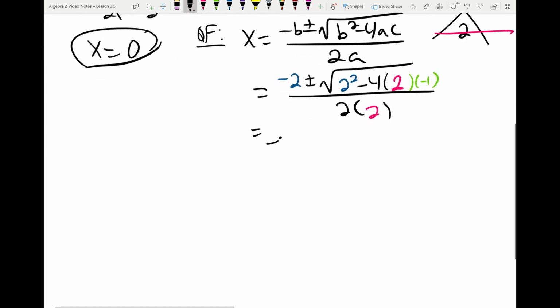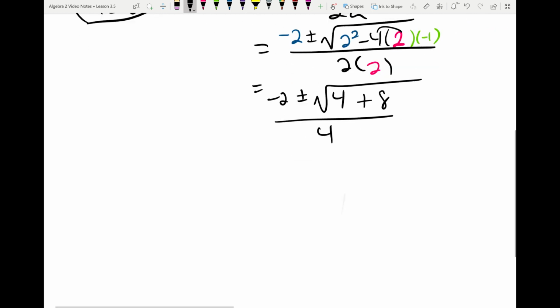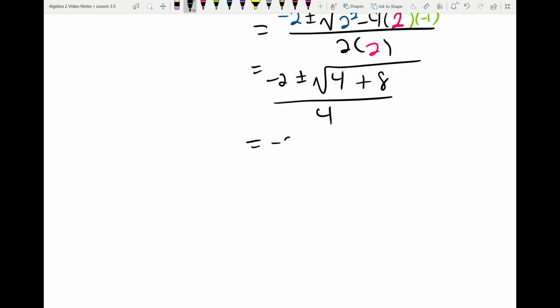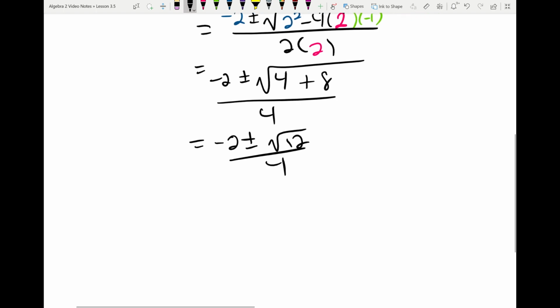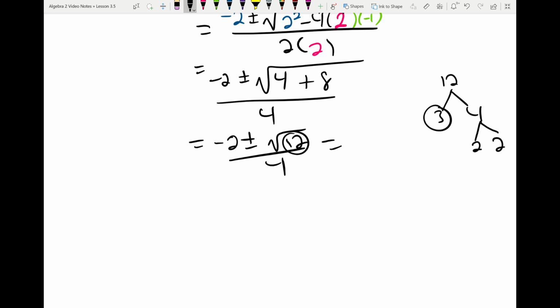All right, we'll quickly run through this. So we have 2 squared is 4, 4 times 2 is 8, and negative 4 times 2 is negative 8. Negative 8 times negative 1 is positive 8, and then 2 times 2 is 4. So we have negative 2 plus or minus square root of 12 over 4. And then we have to break apart the 12 into 3 and 4. This is prime. This is 2 and 2. We have a pair that we can pull out.